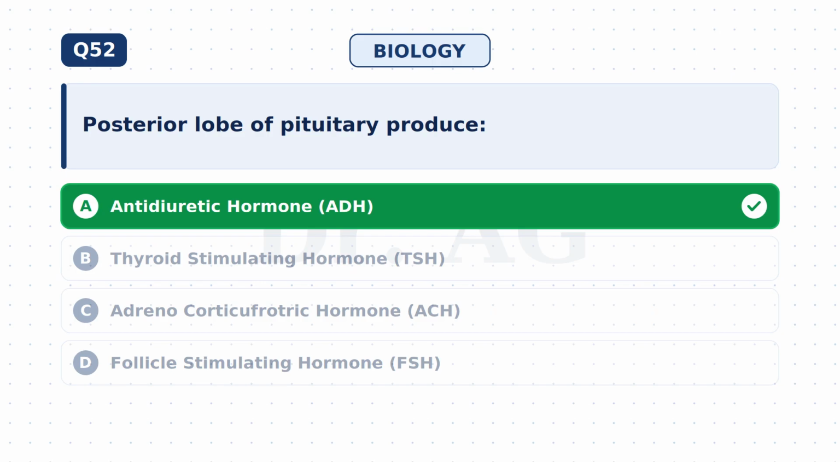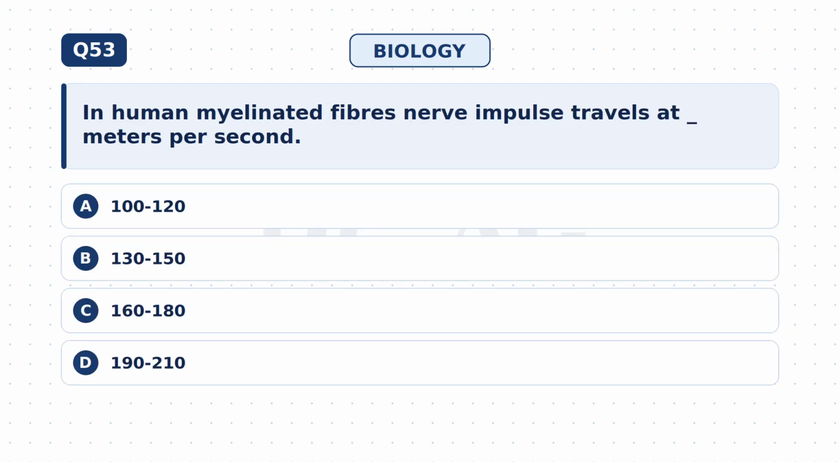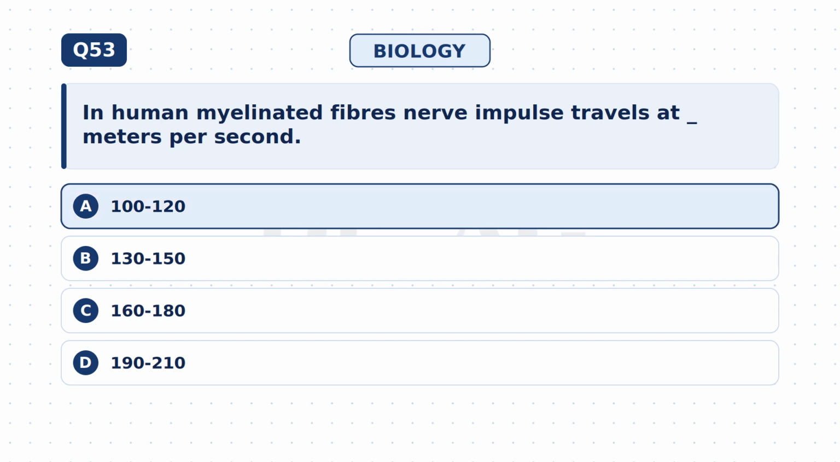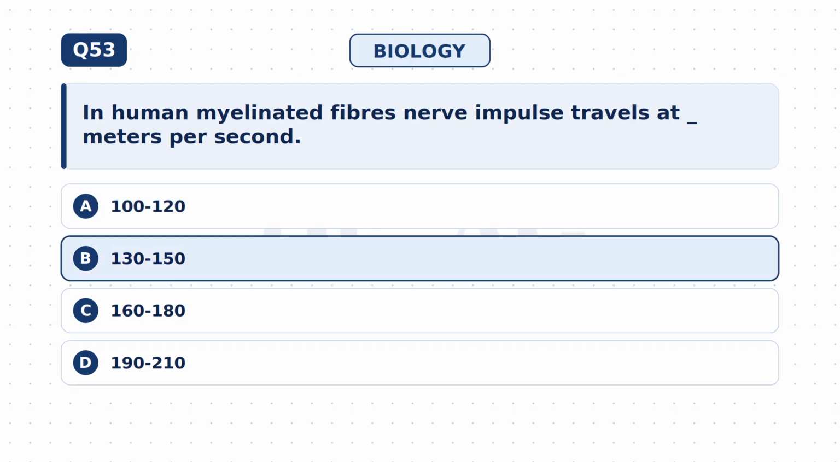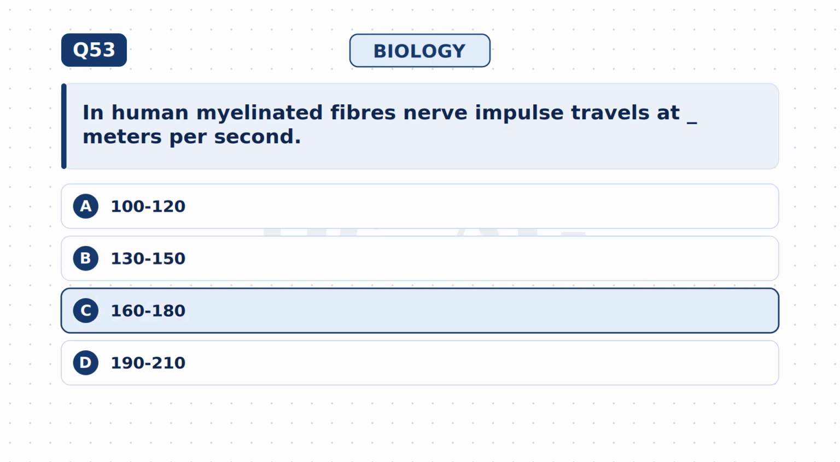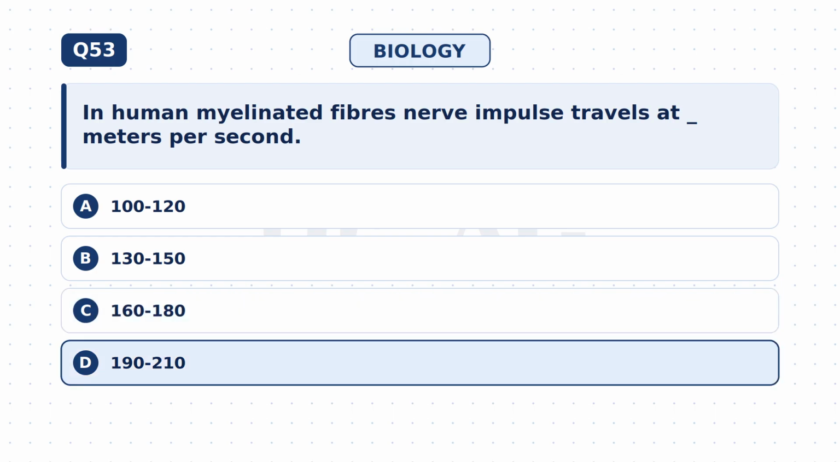The correct answer is A, antidiuretic hormone ADH. Question 53. In human myelinated fibers, nerve impulse travels at blank meters per second. Option A, 100 to 120. Option B, 130 to 150. Option C, 160 to 180. Option D, 190 to 210.